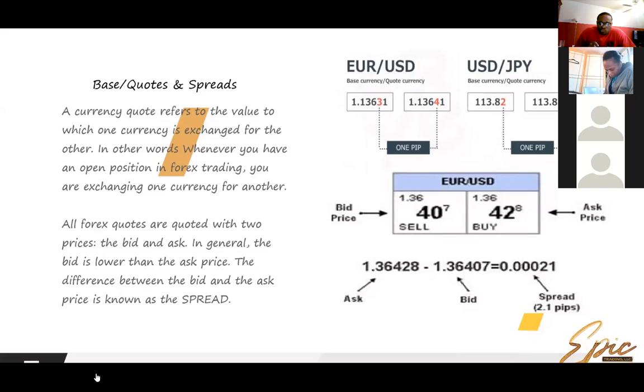The spread is the difference between the two. All right, so that is covered, and every currency pair has a different spread. That's very important as well.